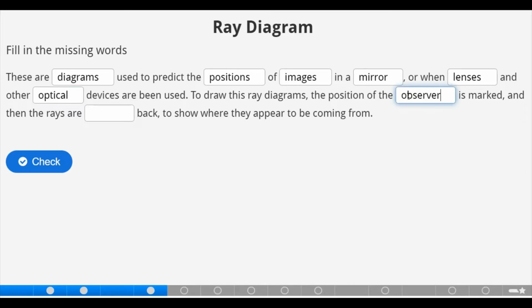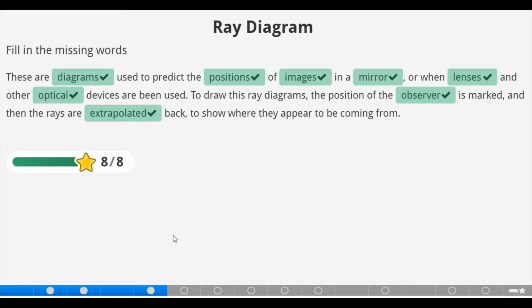and then the rays are extrapolated back to show where they appear to be coming from. Let's check. That's also correct.